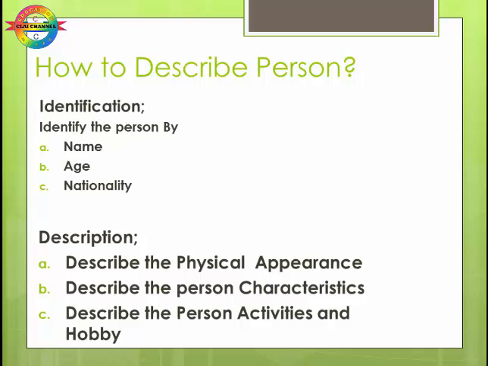Untuk mengidentifikasikan orang, we can identify them by nama, age umum, dan nationality dan kebangsaan. Dan juga how to describe persons, we can describe them by physical appearance, penampakan tubuh, dan juga describe the person karakteristiknya atau sifatnya, describe the person activities and hobby, dan juga aktivitas dan hobinya.